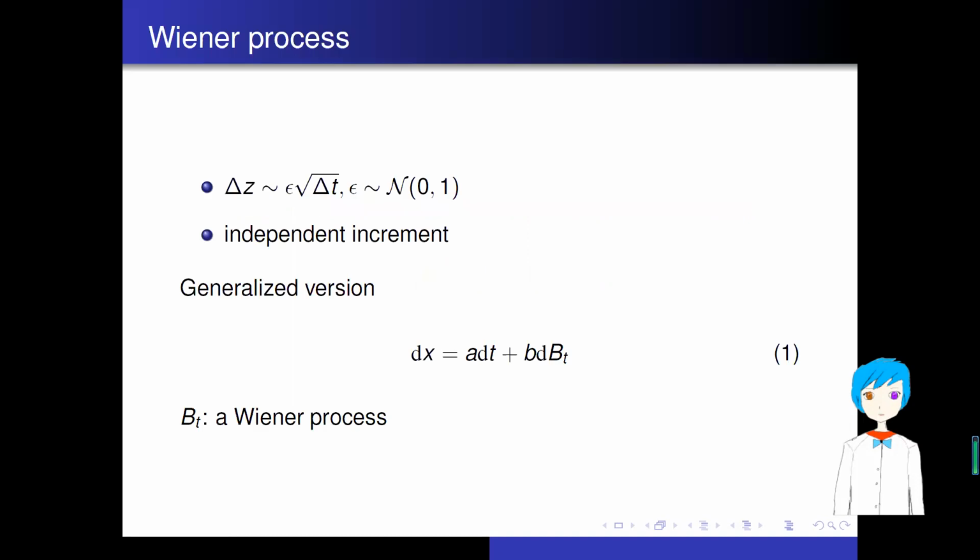So first, we define the Wiener process. The Wiener process has independent increments, is a stochastic process, and the increment delta z is epsilon square root of delta t, where epsilon is a normally distributed random variable. So here we can see that delta z is of order square root of delta t, and this Wiener process is thus not differentiable. The generalized version is dx equals a dt plus b dBt, where Bt is a Wiener process.